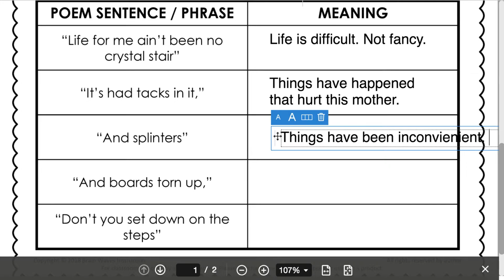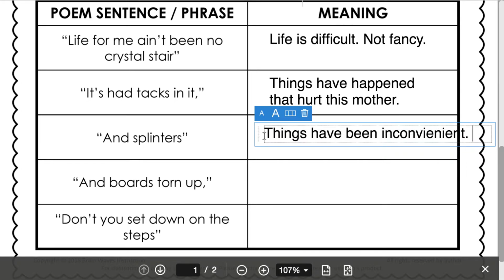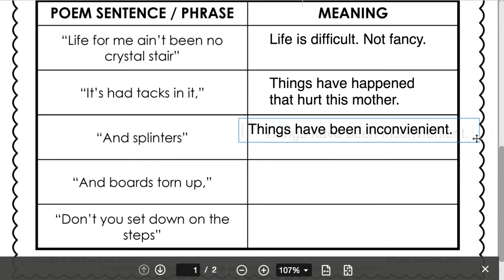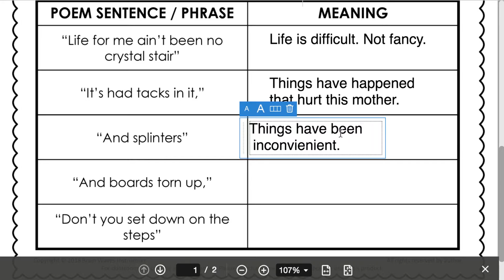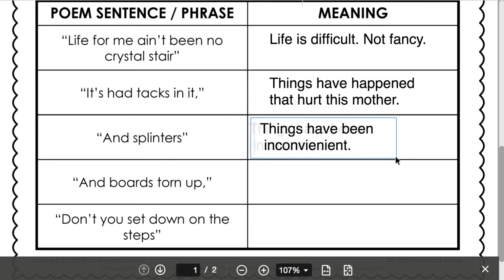I don't know if I spelled inconvenient right there, but that's okay. I don't think I did. That doesn't look right to me. But that's all right. Sometimes we don't always have things spelled completely correctly, and that's okay. We can kind of move on from that.